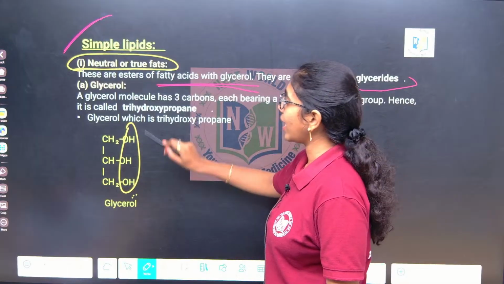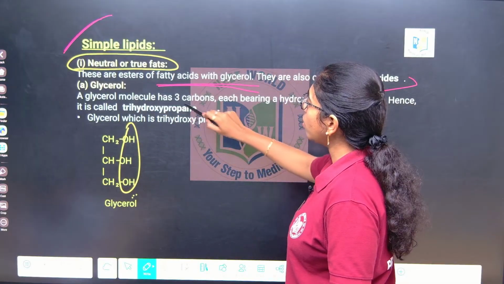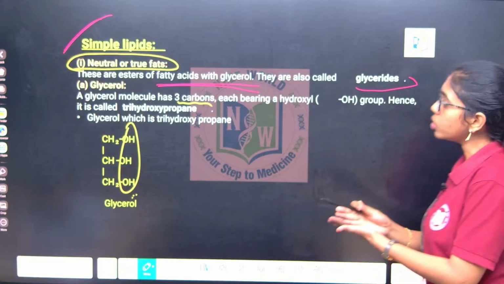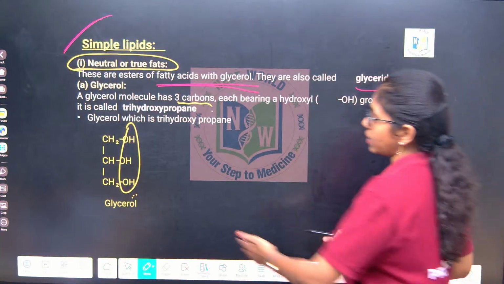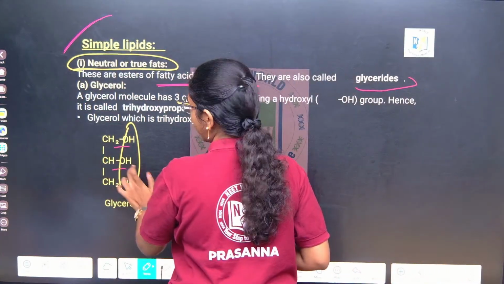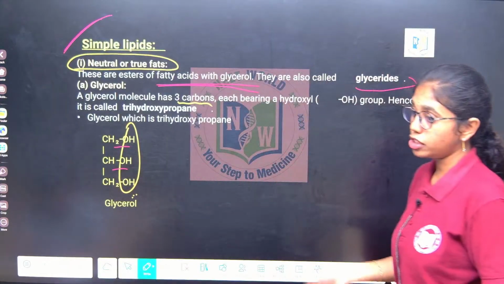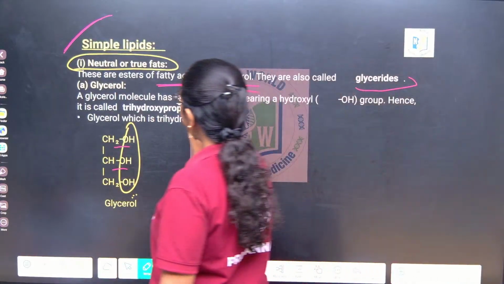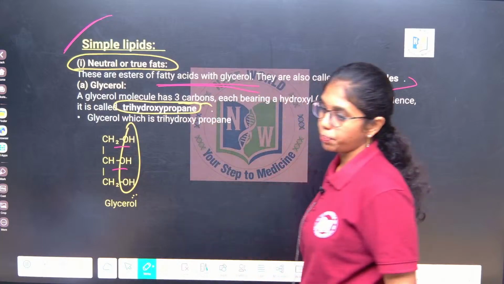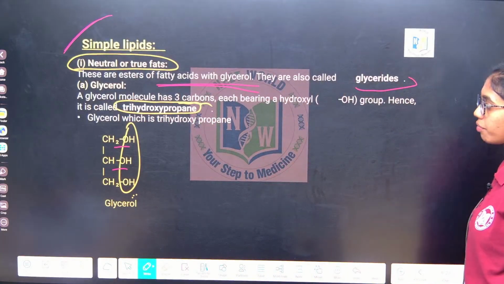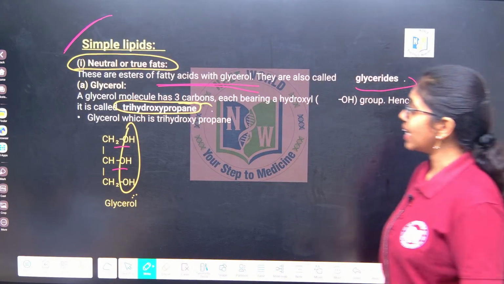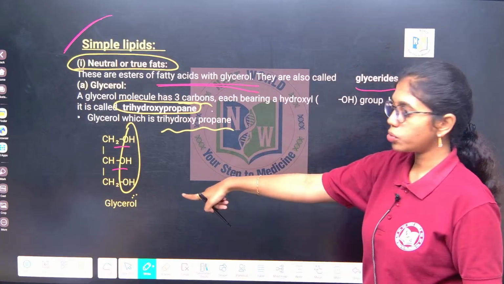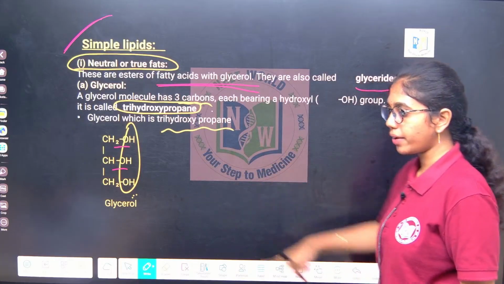This will be a triglyceride. A glycerol molecule has 3 carbons, each bearing a hydroxyl group. Hence, this is called trihydroxypropane. Glycerol, which is trihydroxypropane. Fine?